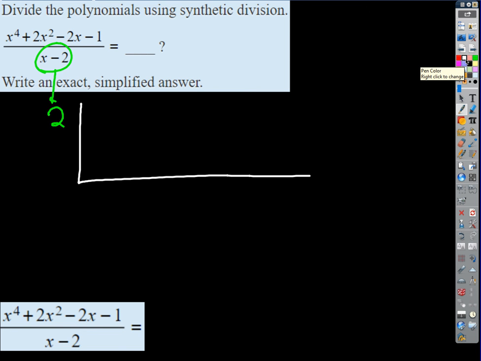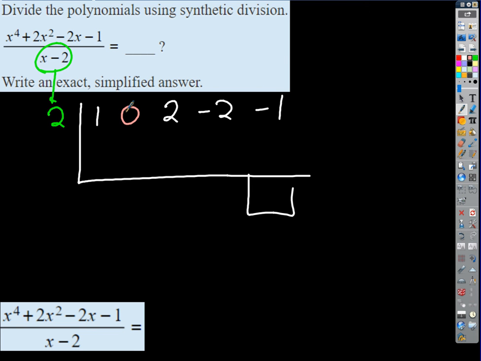Coefficients. What coefficients are going to go here then? 1. So I got a 1. 2. Negative 2. Negative 1. Okay, we forgot one. Don't forget the box. We forgot the missing term, and we needed a 0 there. Yeah, because we don't have the x cubed term, so we need to have a 0 for x cubed, because we have to have a column for every power of x, just like we did with long division, right?